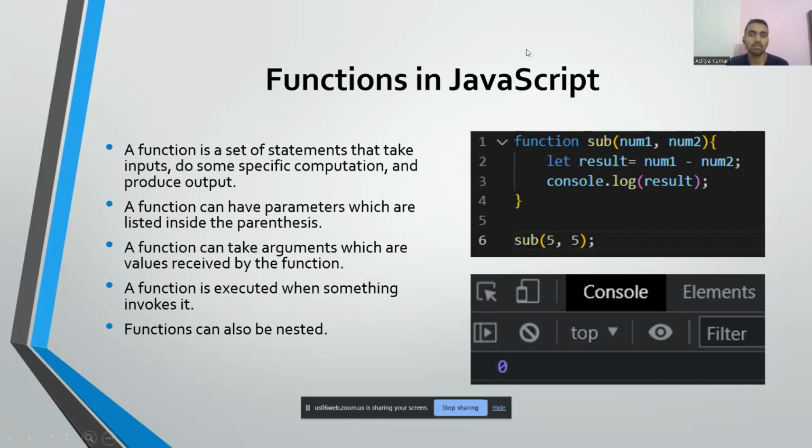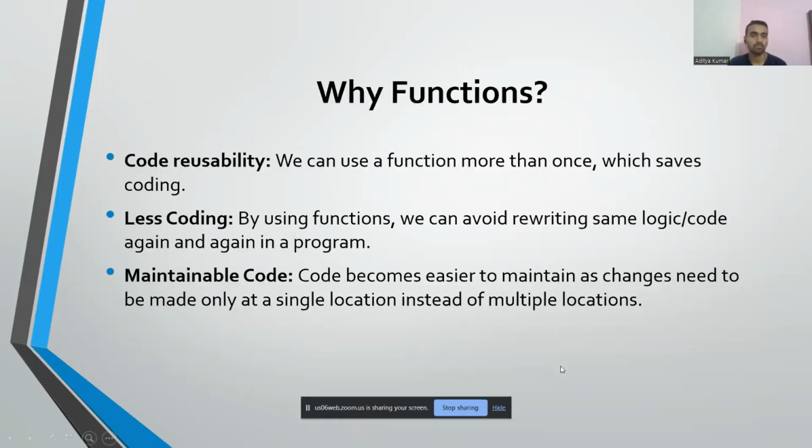So here's an example. There's a function with parameters num1 and num2, and it takes these arguments 5 and 5. It subtracts these two variables, stores the result in the result variable, and console logs it. 5 minus 5 is 0, and we get the result as output. And let's look at why functions are important in JavaScript.